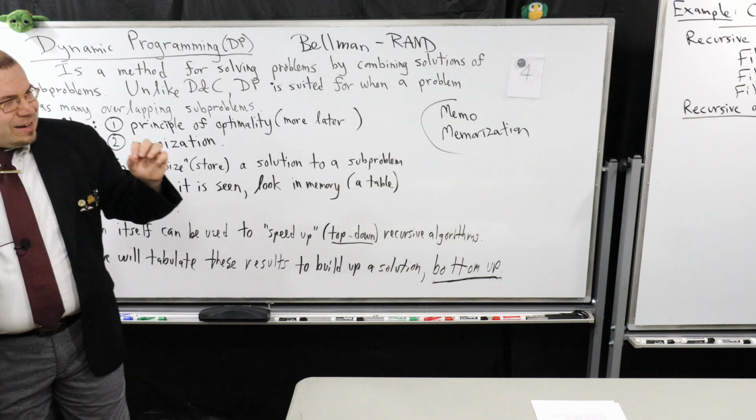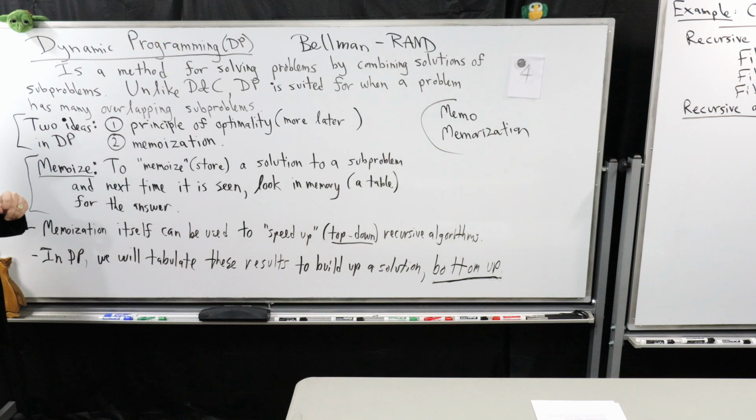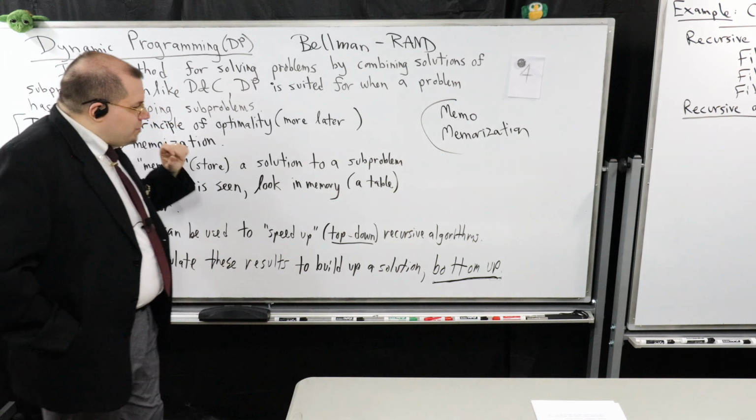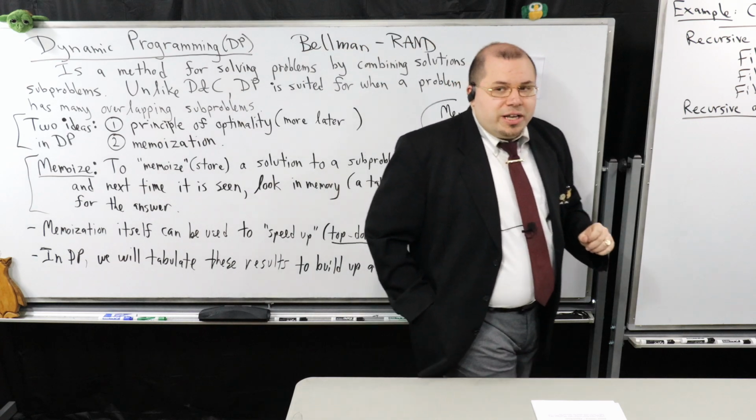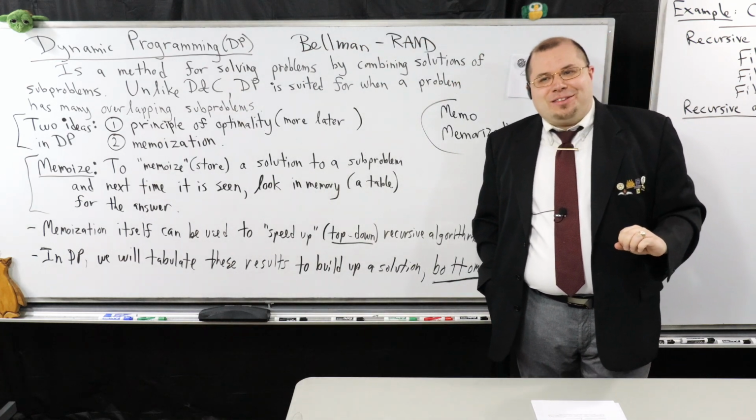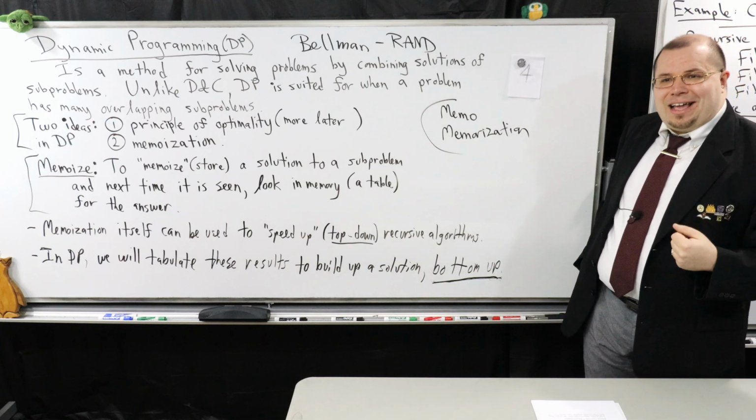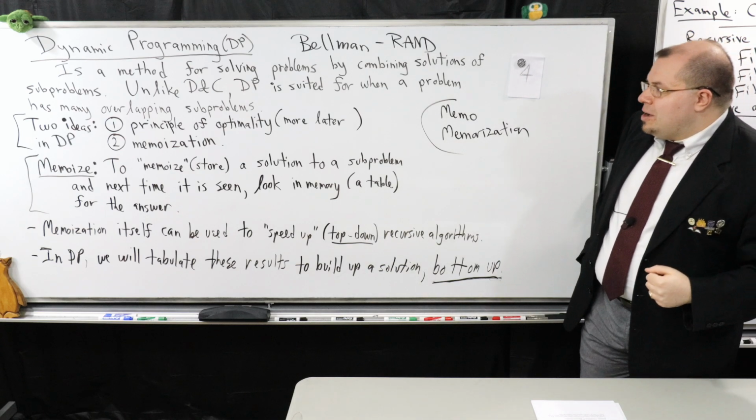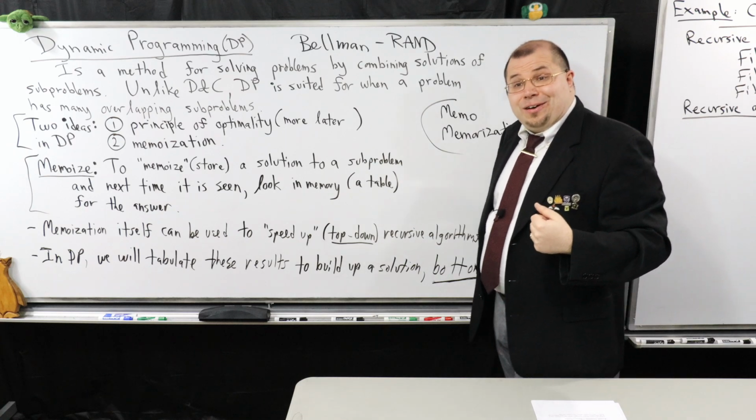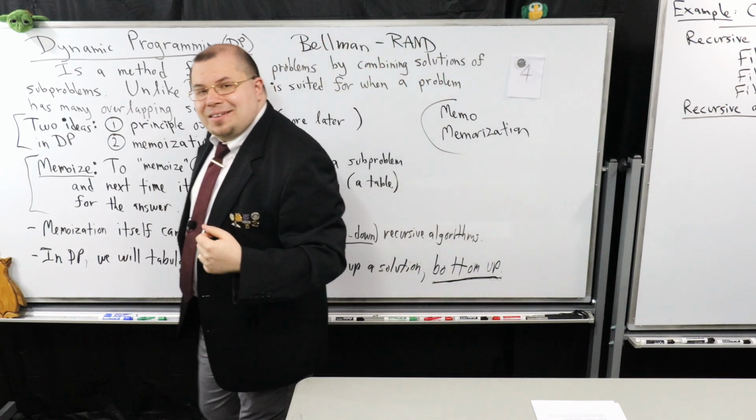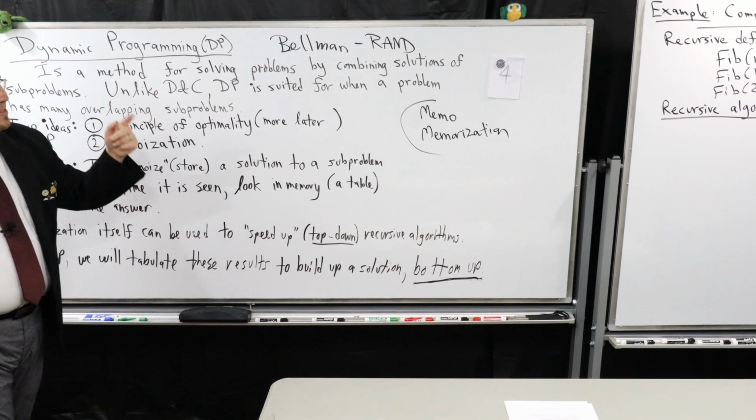So I must stress I have not yet defined what the principle of optimality is, or at least given you an idea of what that is. This is a key part for dynamic programming. If you do not have the principle of optimality, you cannot use dynamic programming to solve the problem to optimality. So I haven't defined that quite yet, or at least given us the idea for it. So if we're okay, let's go to our first example.